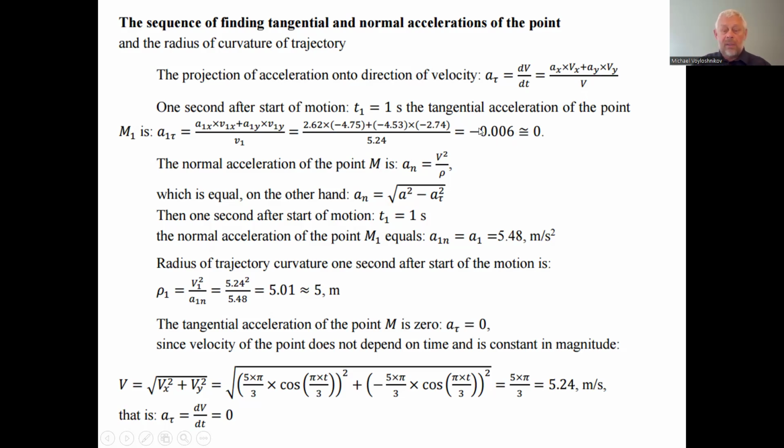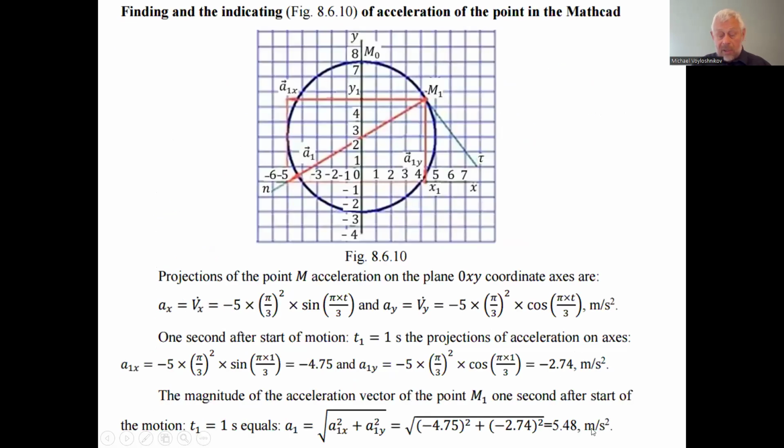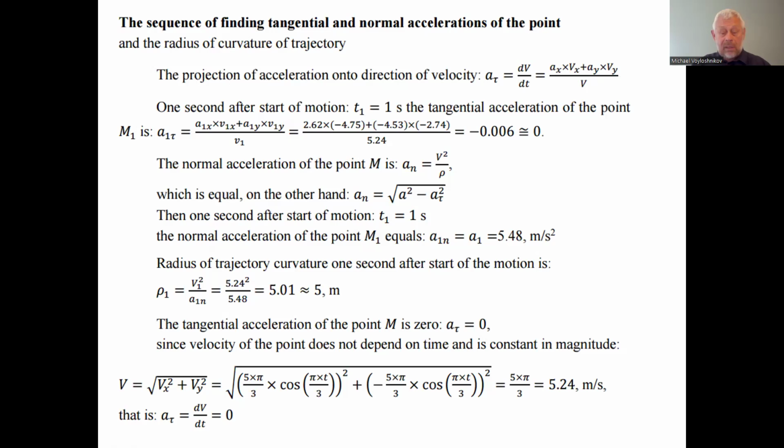That means that the motion of the point along the circular trajectory is almost without tangential acceleration, with a constant velocity. The normal acceleration we can find next as the square root of the difference of the squares: the acceleration magnitude squared, 5.48, minus the squared tangential acceleration, which is almost zero. This is due to the Pythagorean theorem.